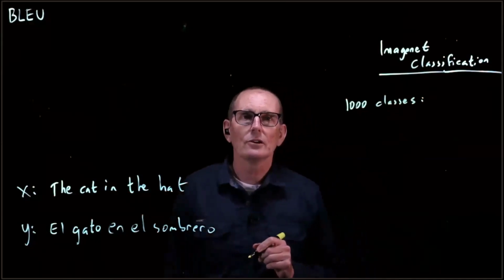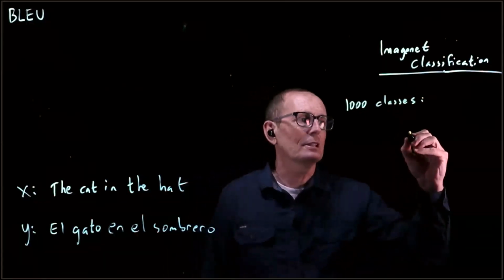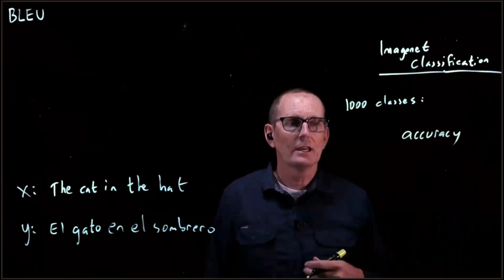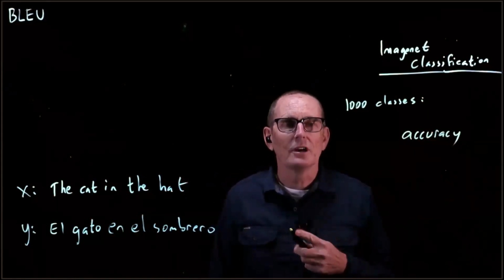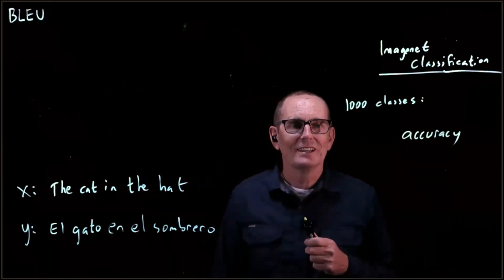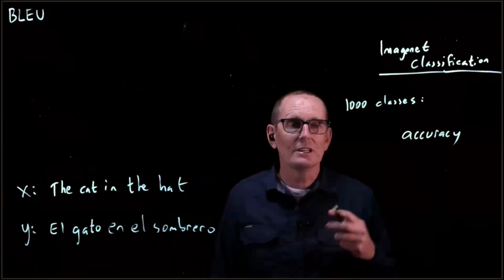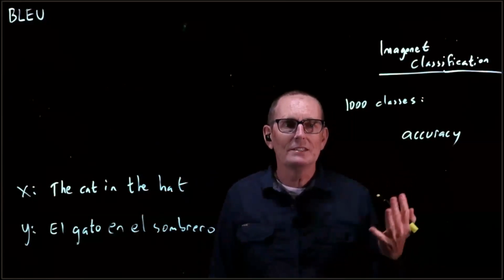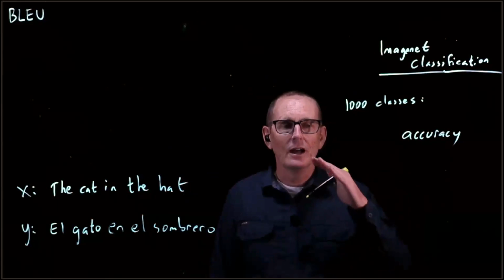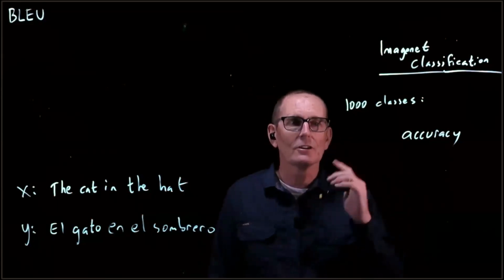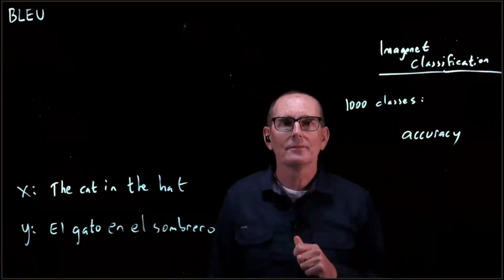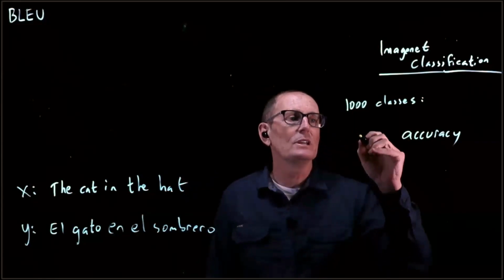And so we can basically use accuracy. We can just look and say, right, we've got some test set that we're using or some validation set, and we want to see how many of these it got right. That is, that the highest probability was the correct class. So this would be top 1 accuracy.